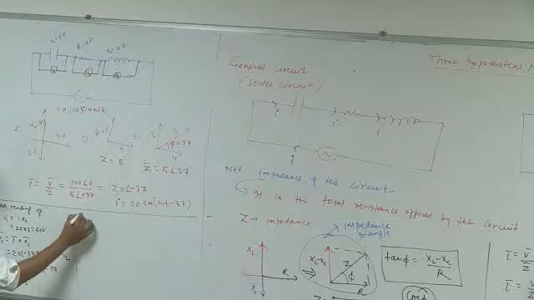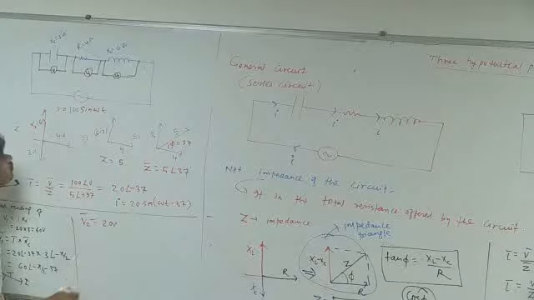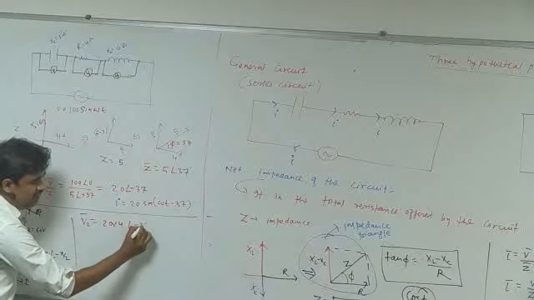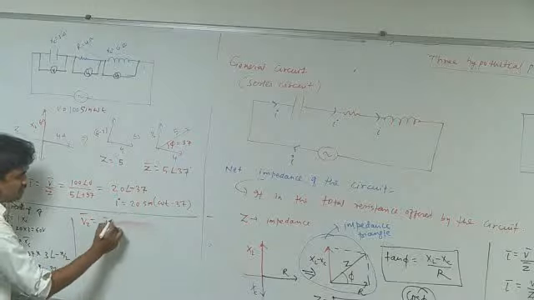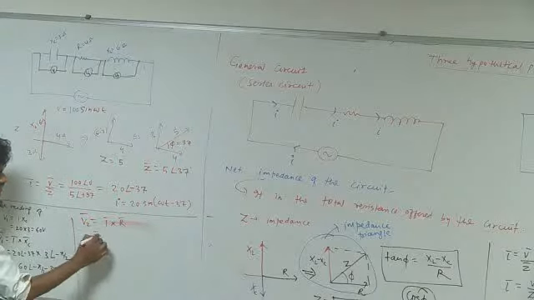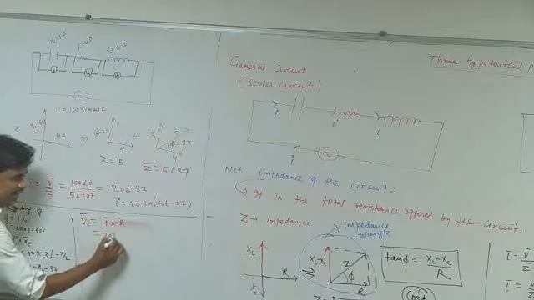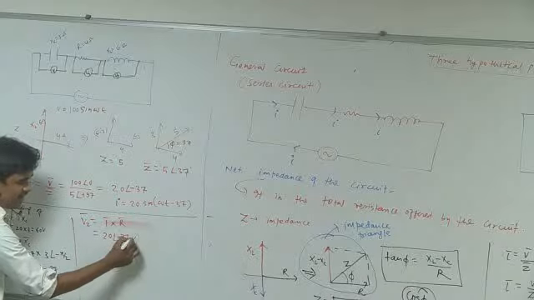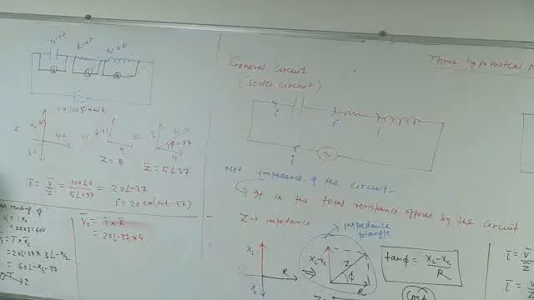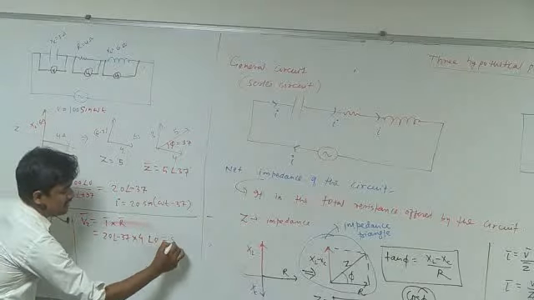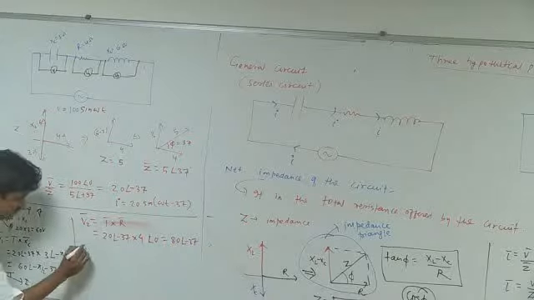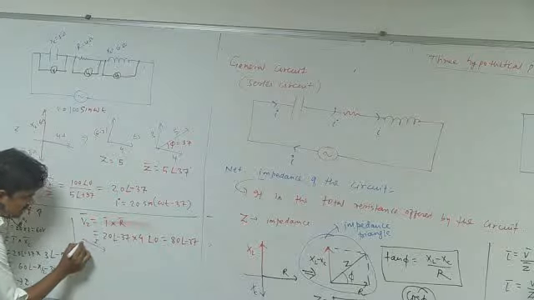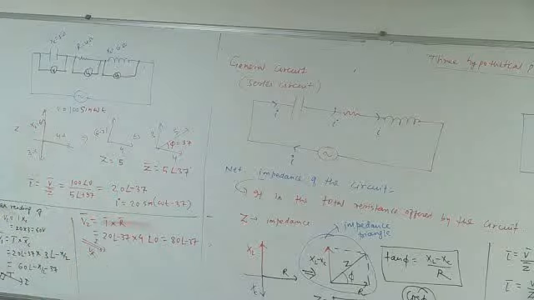Now let's talk about V2. What will the V2 reading be? Can I write 20 into 4 angle minus 37 directly? No sir, if I write it this way you will get confused. 20 angle minus 37, R angle 0, that is 4. How much did we get? 80 angle minus 37. Yes. So this is I across R and this is V across R. Is that clear?